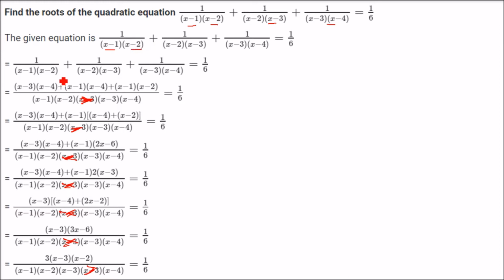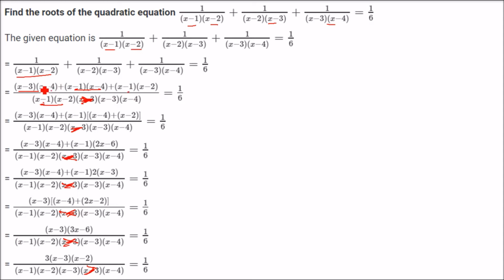Okay. Now, when you take this one, you just take these off. Others will be x minus 3, x minus 4. For x minus 2, x minus 3, take these off. Others will be x minus 1 and x minus 4. For x minus 3, x minus 4, take these off. So only x minus 1, x minus 2 will remain.